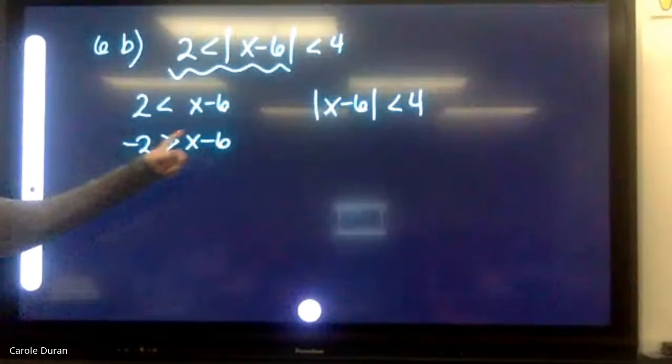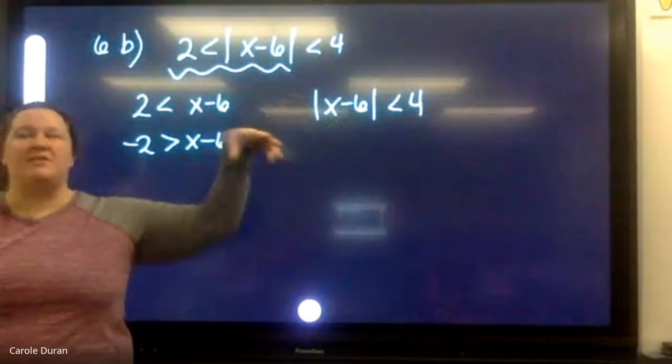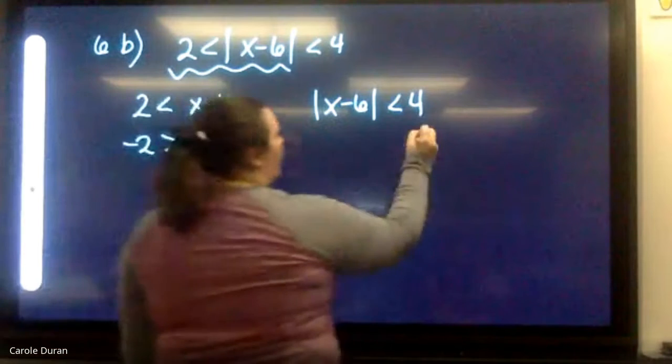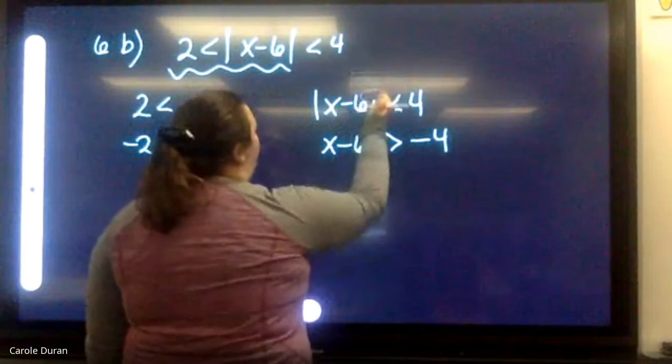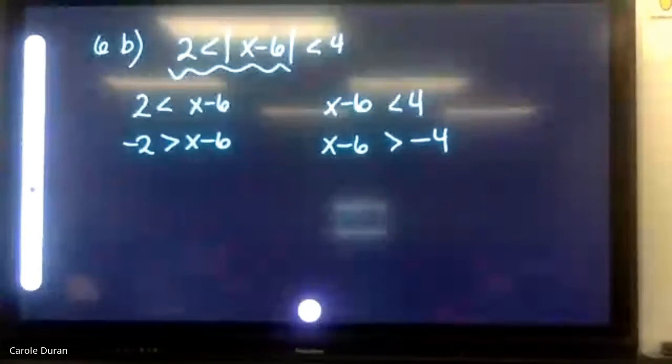I'm going to do the same thing on this side as well. Okay, so whenever we have an absolute value, we have to accommodate for the fact that it could have been negative before we applied that. So then I'm going to compare it to -4. I'm going to flip the sign, and I'm going to drop the absolute value symbols. And then I just solve each of these.